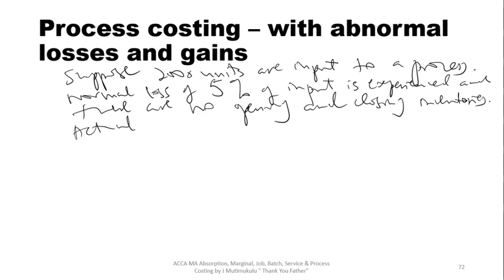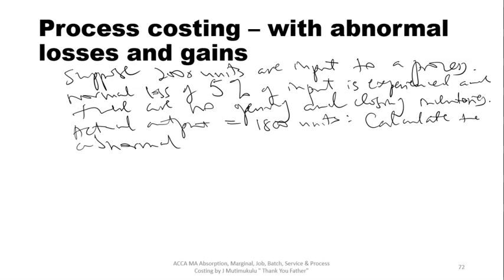The actual output is 1,800 units. Calculate the abnormal loss.